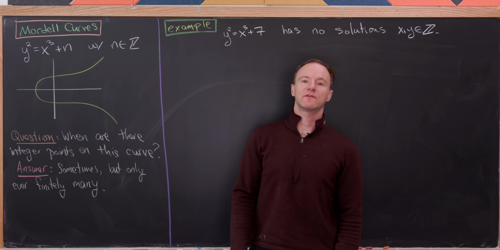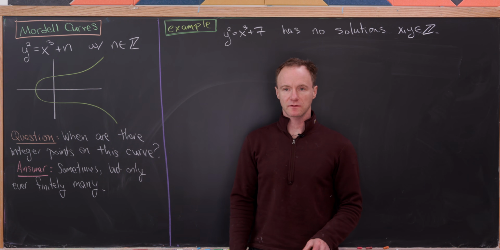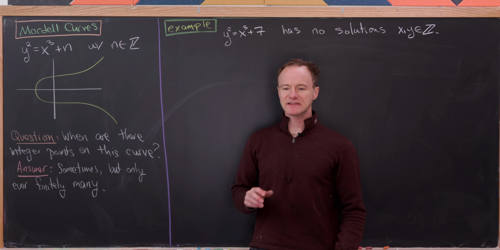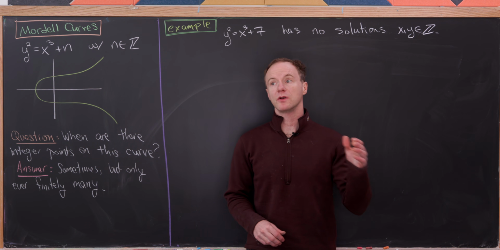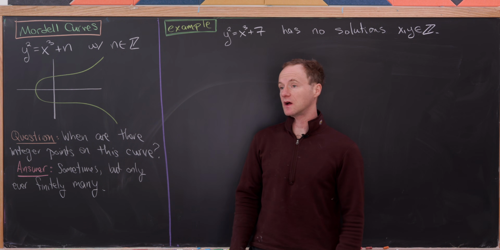Today we're going to look at a type of elliptic curve known as a Mordell curve. And we're also going to look at some examples when there are or are not integer points on these curves.